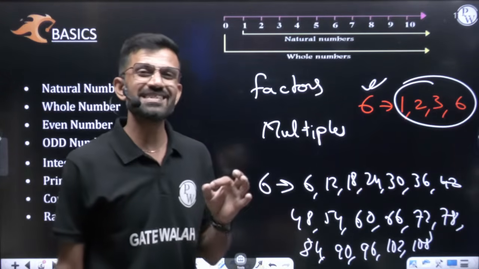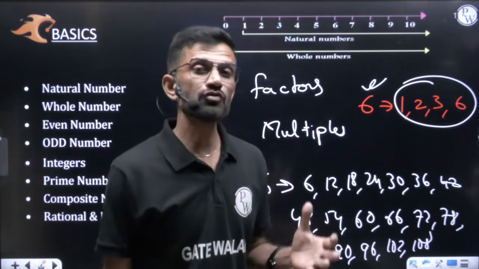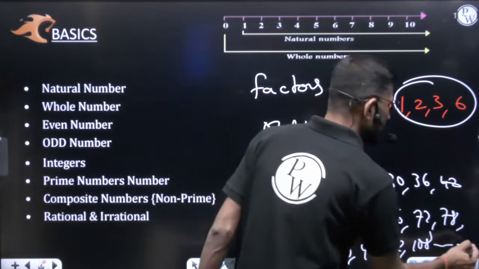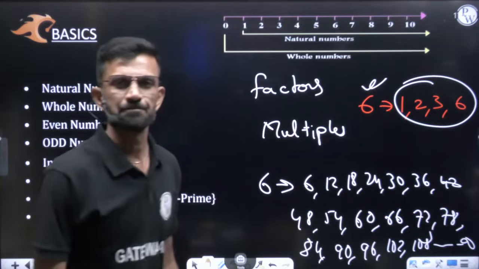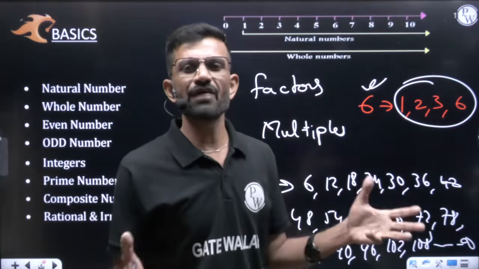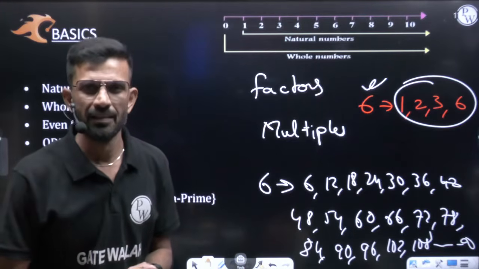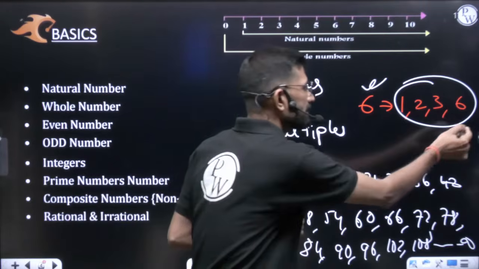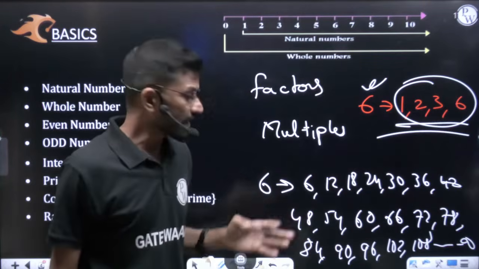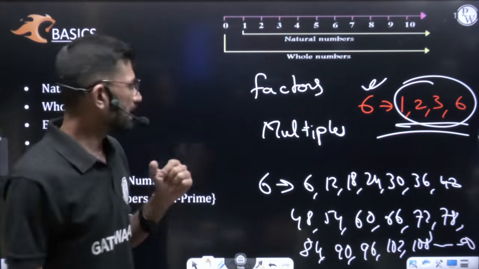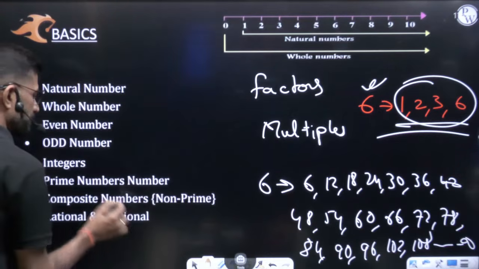You don't know what the last number is. How can you find the last multiple? So you have to use the words up to infinity. Because we don't know the largest number, how can we find the largest multiple? So what is important here: for a given number, we can find how many factors there are. But for a given number, how many multiples are there? That we cannot find.